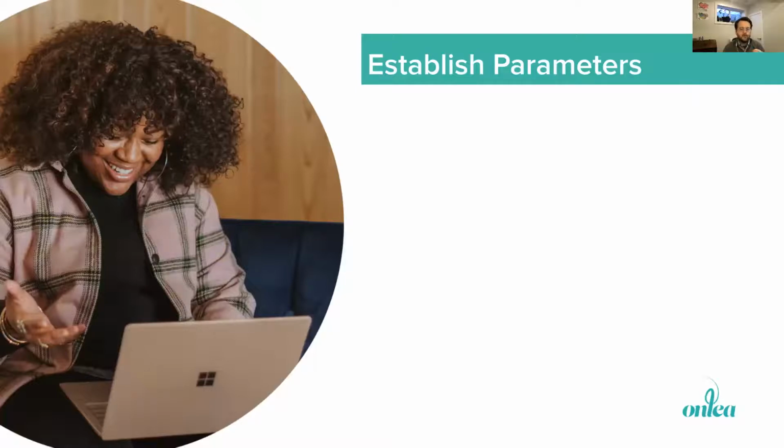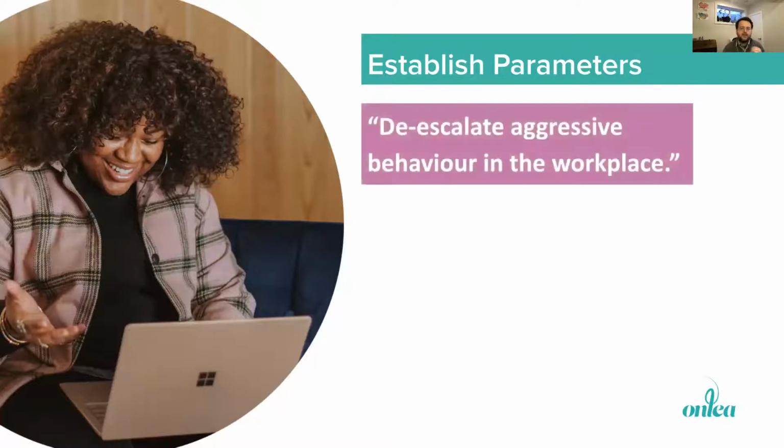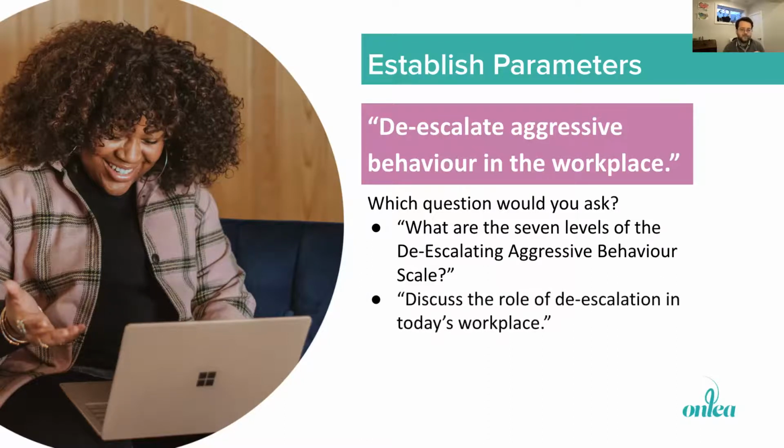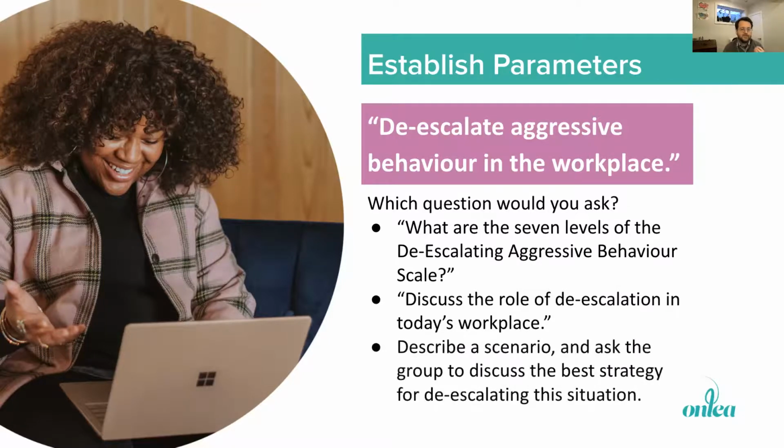Breakout room activities should be clear but encourage discussion. Imagine your learning outcome is the following: de-escalate aggressive behavior in the workplace. Which do you think is the best breakout room activity? Ask, what are the seven levels of the de-escalating aggressive behavior scale? Tell them to discuss the role of de-escalation in today's workplace, or describe a scenario and ask the group to discuss the best strategy for de-escalating the situation.